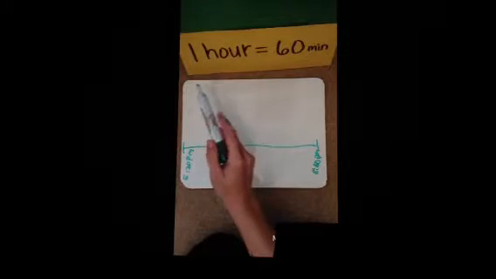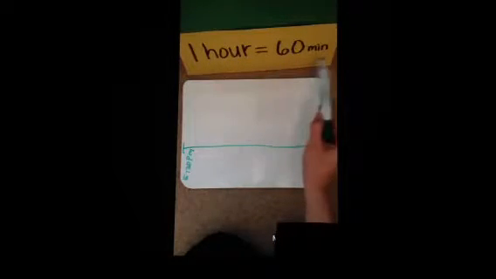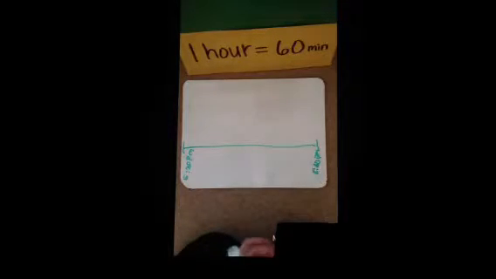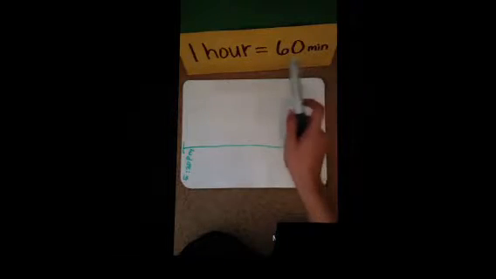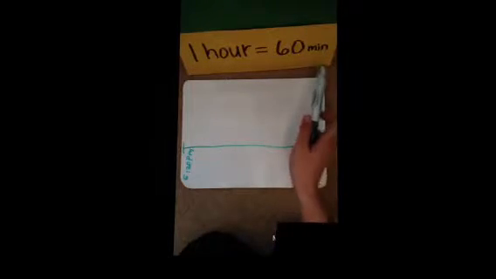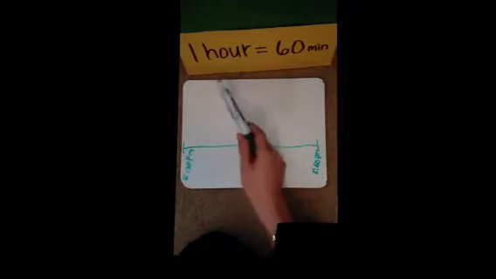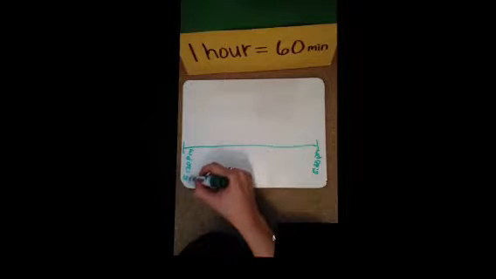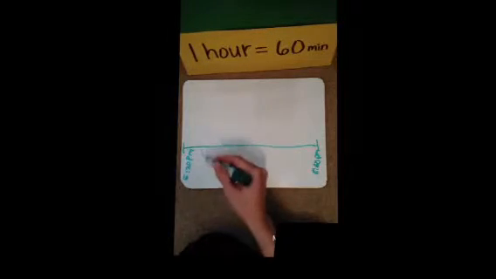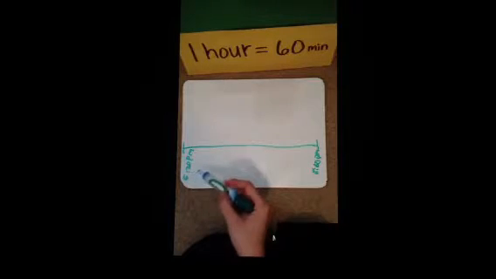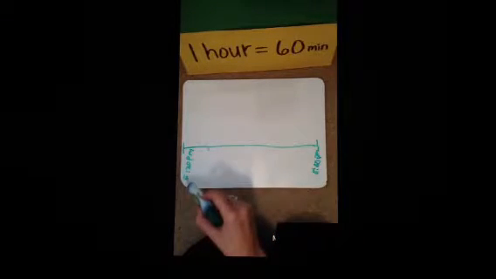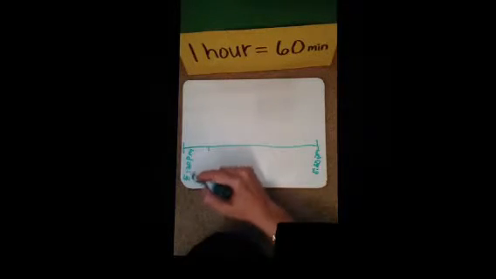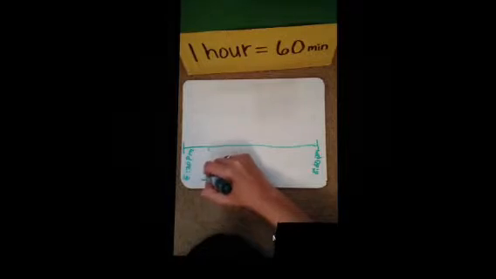Now, using what we already know, 1 hour equals 60 minutes, we will find out how long his game lasted. For every 60 minutes that we make, it will equal 1 hour. So, if I'm at 5:20 p.m. and I'm trying to get to the next hour, from 5:20 the next hour would be 6 o'clock.